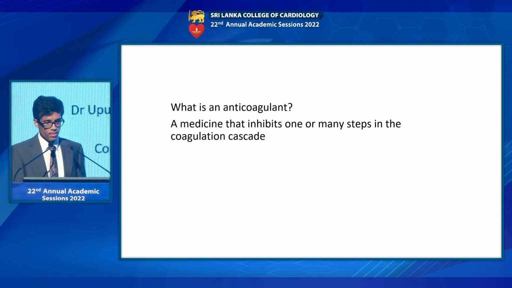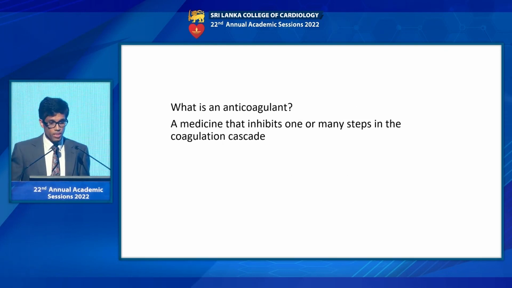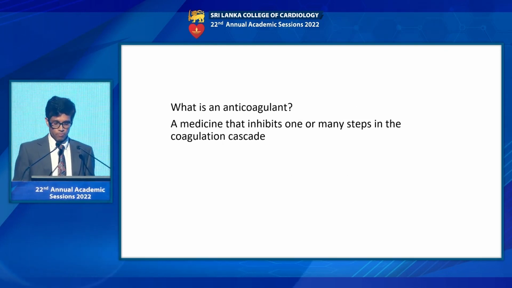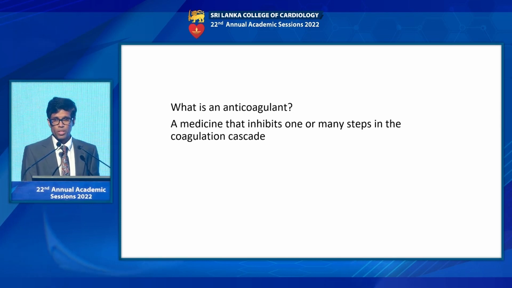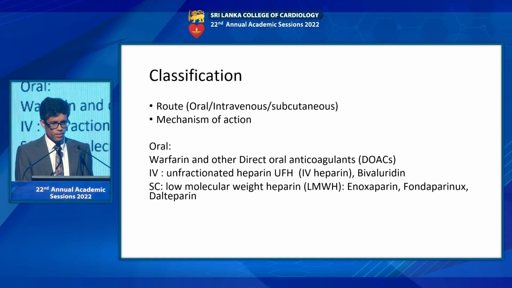So, what is an anticoagulant? You've heard this already, a medicine that inhibits one or many steps in the coagulation cascade. So, in layman's terms, making your blood thinner or less likely to clot. Classifications could be done mainly in a couple of ways. One depending on the route that you give, and the second one based on the mechanism of action.